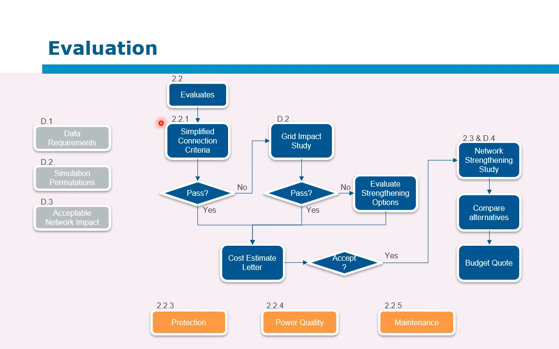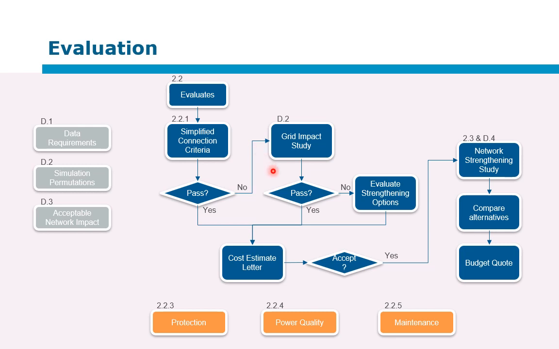So following this process, if it meets the simplified connection criteria, you have done a hosting capacity analysis, meets it, you can issue the cost estimate letter very easily. If it doesn't, then one would look at a more detailed grid impact study. So the Appendix D is the guideline at the moment on how to do these grid impact studies. It is being updated.